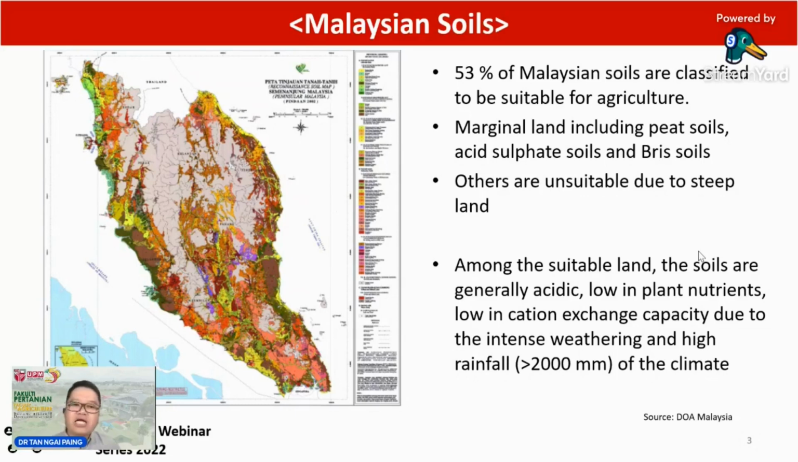As compared to countries with a temperate climate, you can only do agriculture for maybe 4 months or 5 months tops. But other than that, during the winter or the autumn seasons, you cannot plant anything.